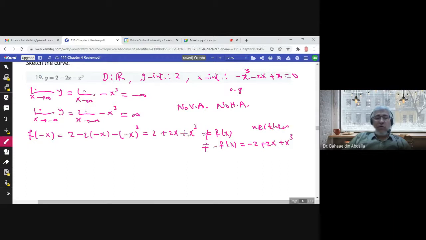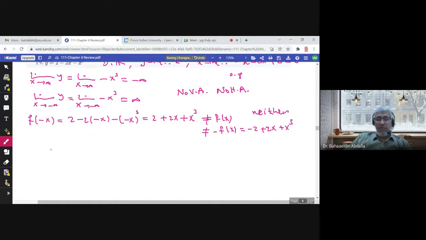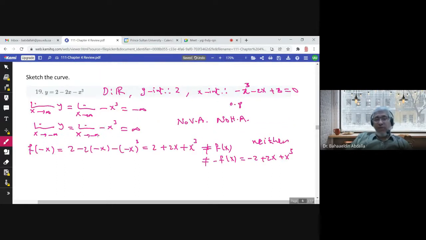Neither even nor odd. All right, no symmetry. That's because if you remember the 2, this is 2 times x to the power 0, and 0 is not an odd number. If you say to yourself, this is 1, 3, it should be odd. Because of this 2, the function is not odd, it's neither.